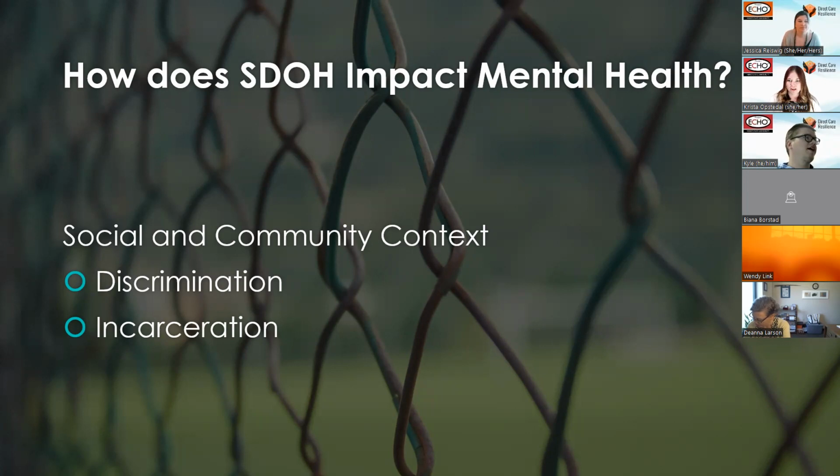Individual discrimination, on the other hand, occurs on a personal level between individuals. So this is unfair treatment or prejudice directed at an individual based on their perceived or actual characteristics. This could be race, gender, age, religion, or sexual orientation. Also, we know that people that have a history with incarceration are in worse physical and mental health than those that have not experienced incarceration.